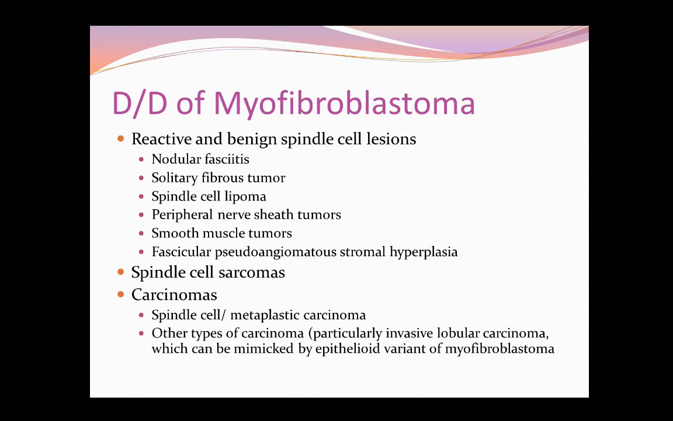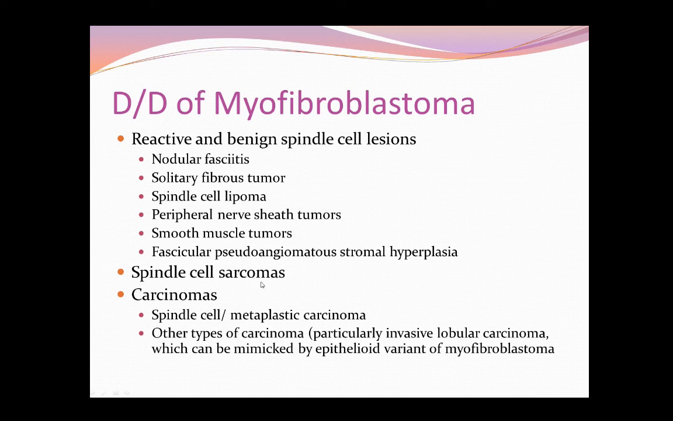The differential diagnosis of myofibroblastoma is more like a metaplastic carcinoma. It's everything. It resembles reactive and benign spindle cell lesions like nodular fasciitis and solitary fibrous tumor. It shares that CD34 positivity, but SFTs would be negative for desmin. Spindle cell lipoma needs some mention because it is in the differential diagnosis of myofibroblastoma, and they also share the same chromosomal aberration of loss of 13q and 16q. So somehow they are related, and spindle cell lipomas are CD34 positive, just like myofibroblastoma, but again desmin negative. They can resemble peripheral nerve sheath tumor, any smooth muscle tumor, and fascicular PASH.